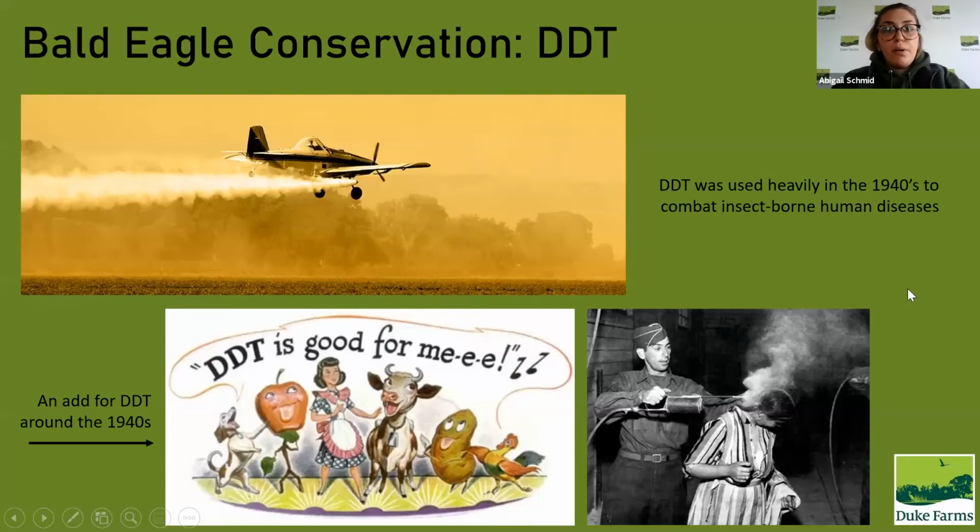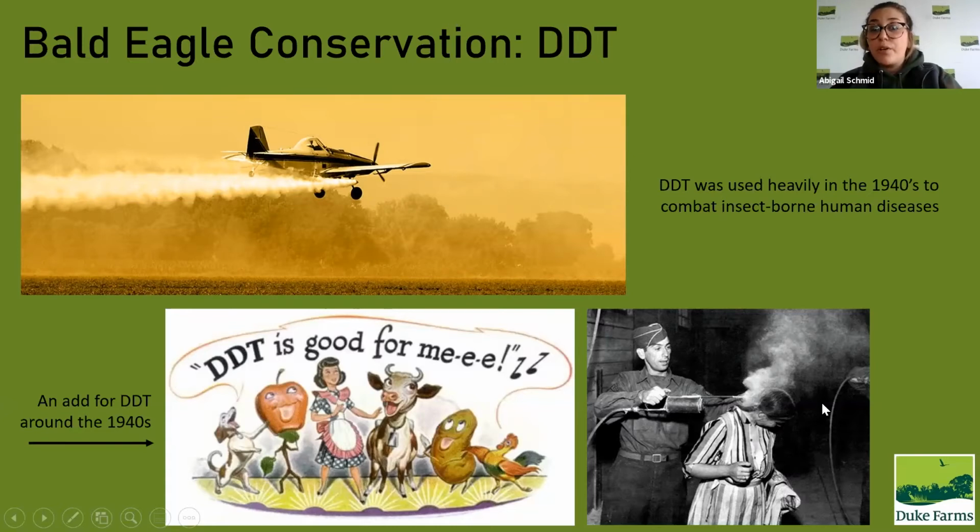Okay, so bald eagle conservation. Let's talk a little bit about DDT. DDT is a pesticide that was heavily used in the 1940s to combat insect-borne human diseases. So we can see here that there's a small aircraft flying over what is most likely, I would assume, an agricultural field, spraying DDT, right? So spraying a chemical all over this field to combat insect-borne human diseases. We can see even spraying it on humans themselves, right?